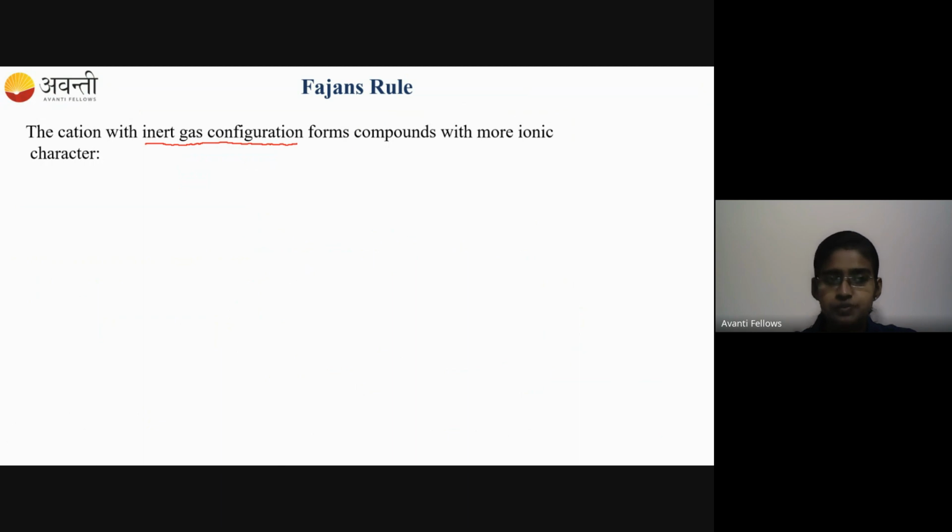Now, to understand this, I have taken sodium plus. It is a cation, and it has inert gas configuration because the number of electrons in sodium is 11, and now sodium has lost one electron. That's why it has attained the sodium plus configuration, meaning it will have 2 electrons in its K shell and 8 electrons in its L shell. Now it has attained the noble gas, inert gas configuration.